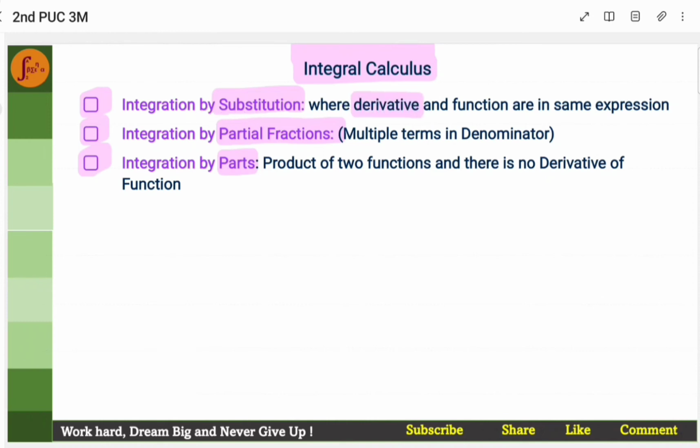First thing when a function is given, check if the derivative and the function are together. Either it can be in the numerator or it can be in the denominator. Just check the function and see if the derivative is there. If it is there, then use substitution. Partial fractions when you have multiple terms in the denominator. And then parts is when you have a product of two functions, that is, multiplication of two functions, and then there is no derivative. That's when you use integration by parts.